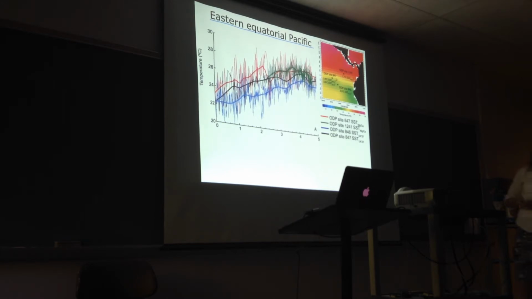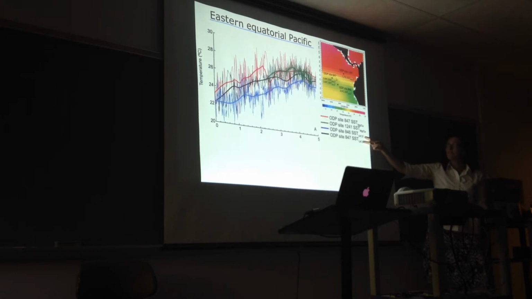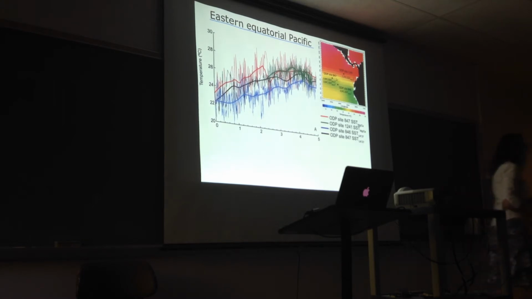are from two different proxies. So I've indicated them here. Two of them are from magnesium calcium, and two of them are from alkenones. And at this one site at 847, we have both records. So the black line is the alkenone record, and the red line is the magnesium calcium record at the same site. And if you look at it, you can see that the black and the red, it's kind of reddish pink, are basically right on top of each other, okay?